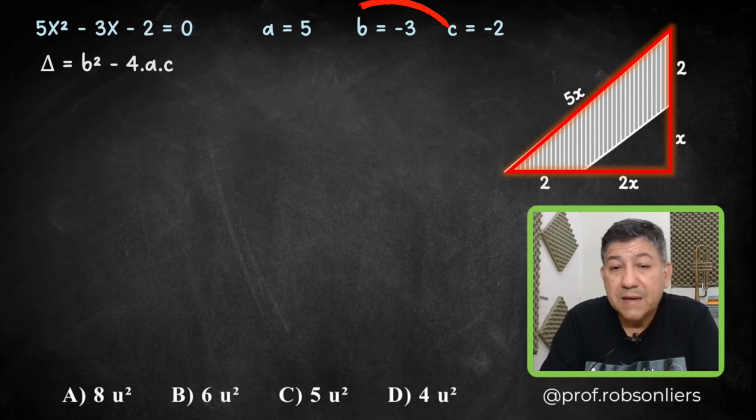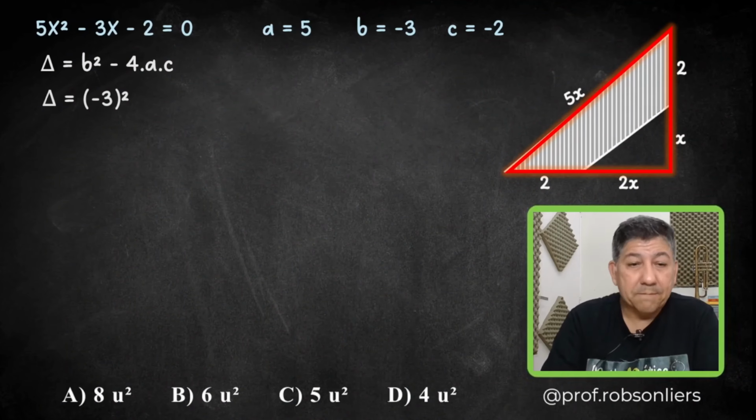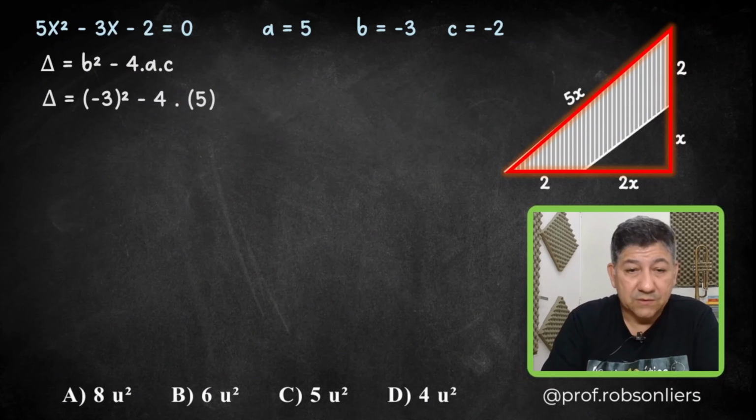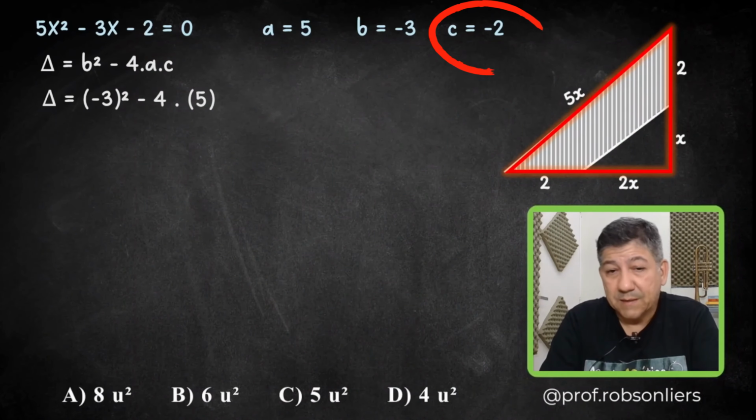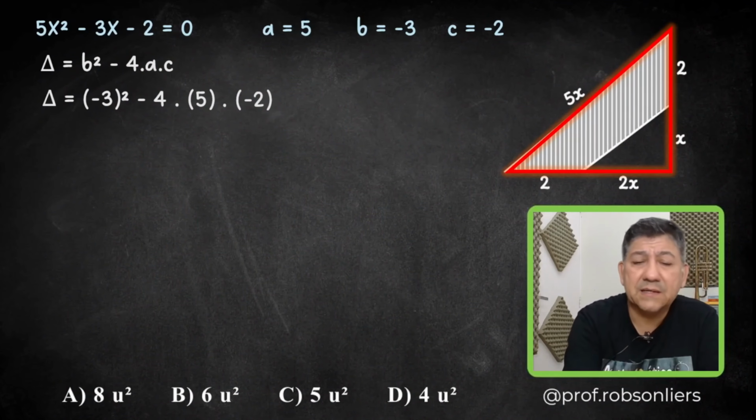What is b? b is minus 3. So delta is minus 3 squared, minus 4 times a, which is 5, times c, which is minus 2. I just replaced the letters there with their values.